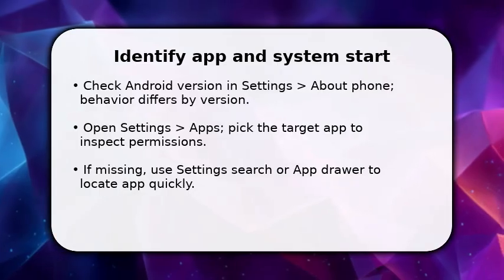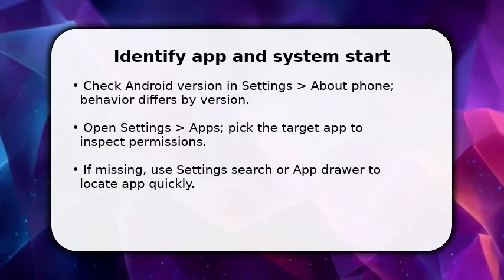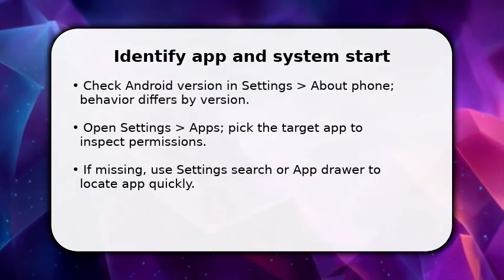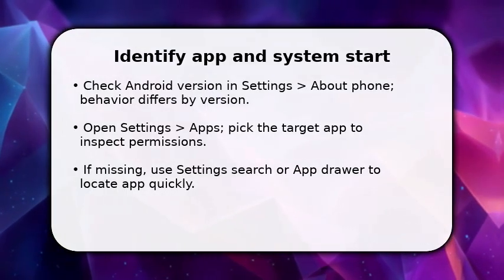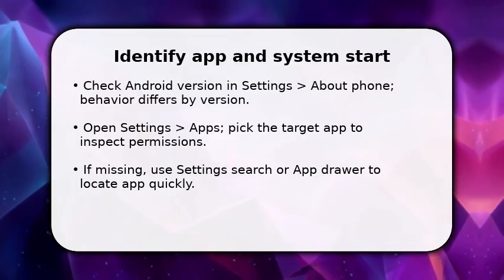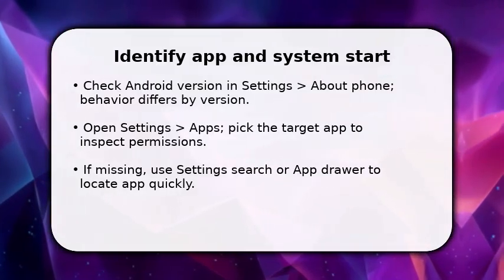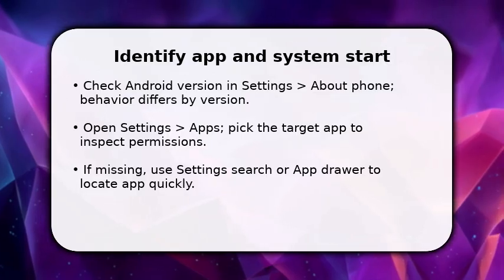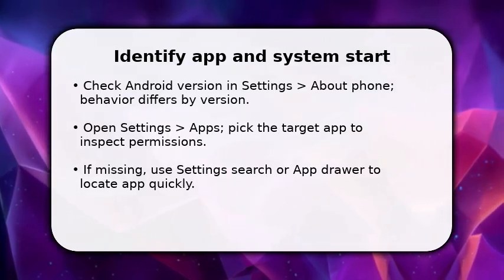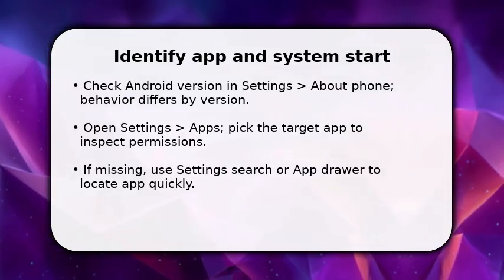You start by confirming the Android version because permission controls changed across releases. Once done, open Settings and go straight to Apps. This narrows the view to installed packages. Tap the specific app you want to inspect and make sure you're on its app info page. From here you'll find the permissions entry.